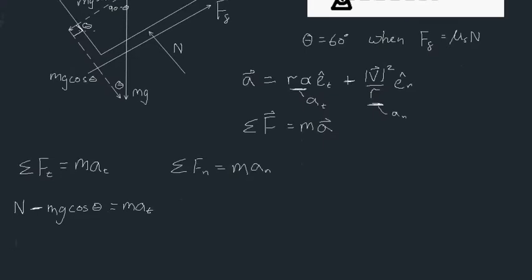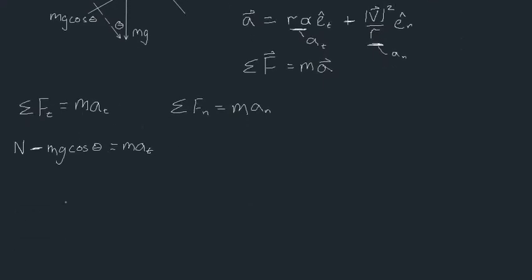Well, like I discussed before, the right-hand side can be simplified to m times, and what's a_t? It's just going to be r alpha. And the left-hand side stays where it is. It's just going to be N minus mg cos theta, right? Okay, well, let's see if we can figure this out any more.